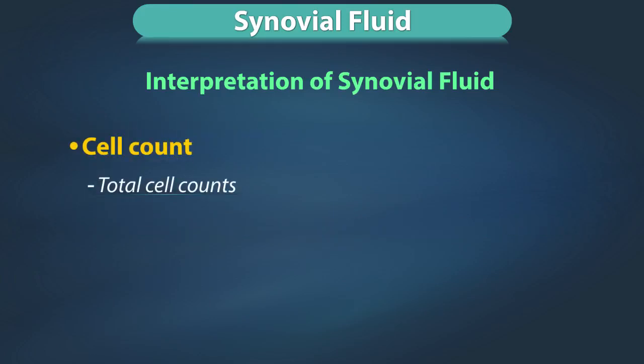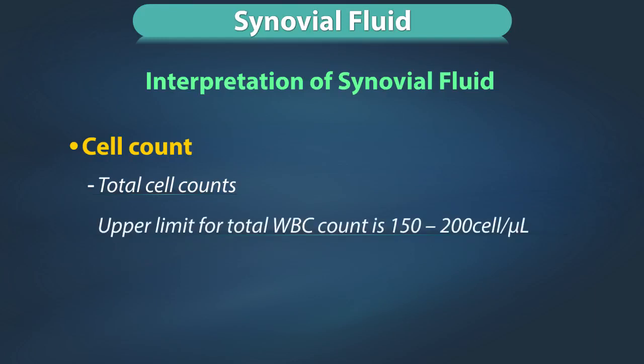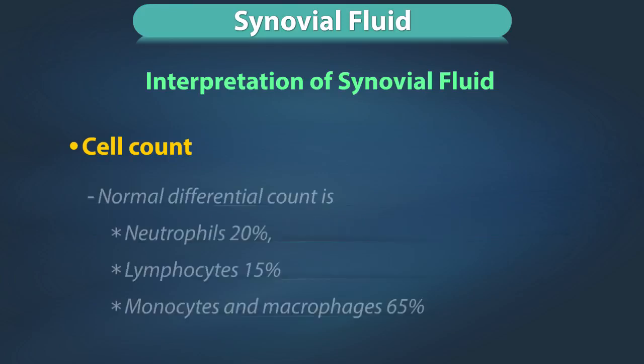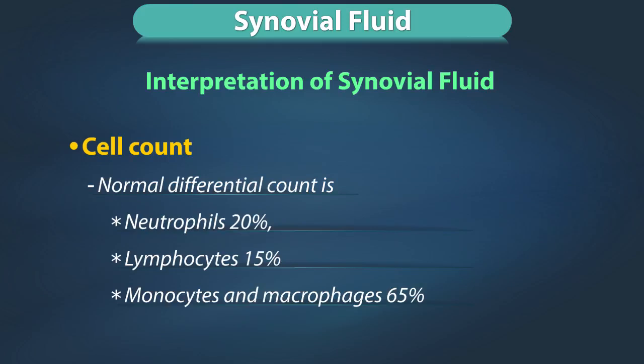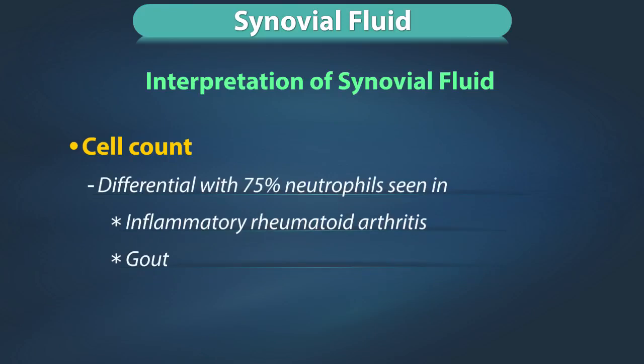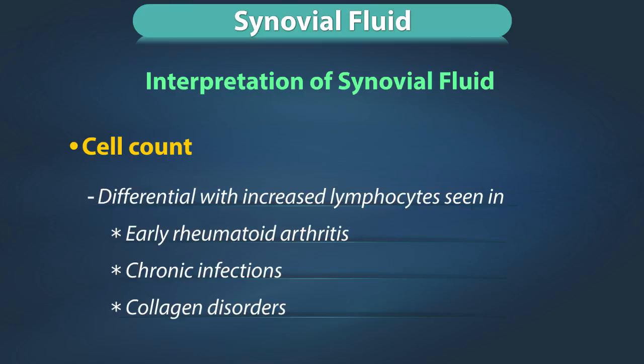Cell count. The normal limit for total white blood cell count is 150 to 200 cells per microliter. The normal differential count is 20% neutrophils, 15% lymphocytes, and 65% monocytes and macrophages. Differential with 75% neutrophils can be seen in inflammatory, rheumatoid arthritis, and gout. Differential with increased lymphocytes can be seen with early rheumatoid arthritis, chronic infection, and collagen disorders.